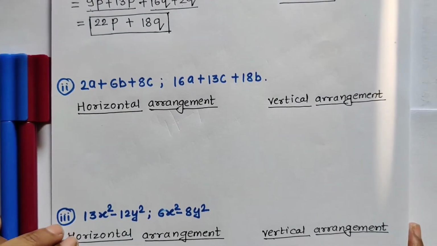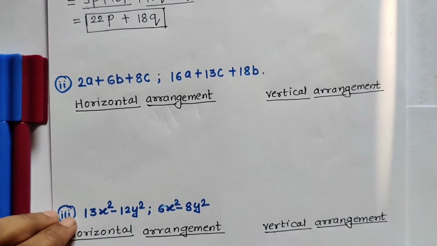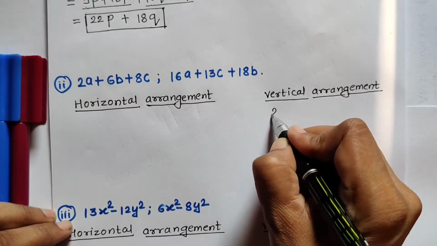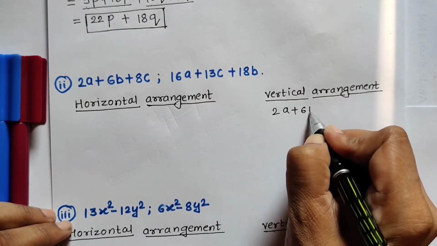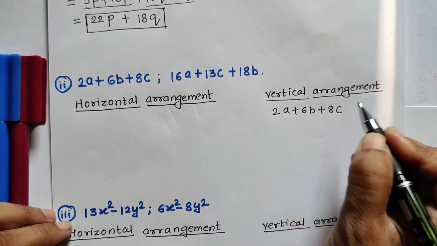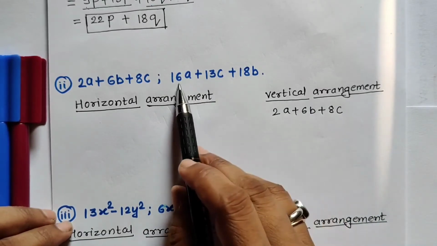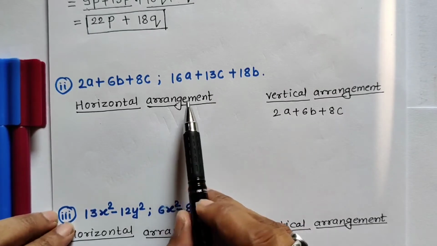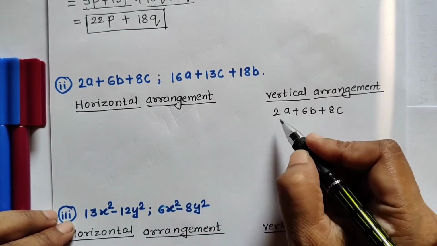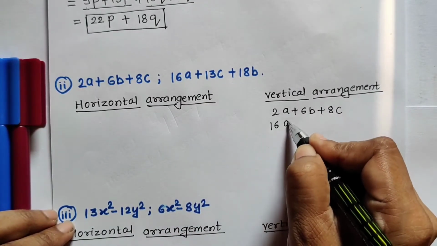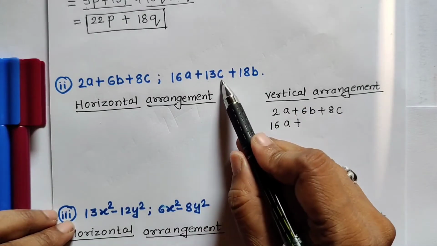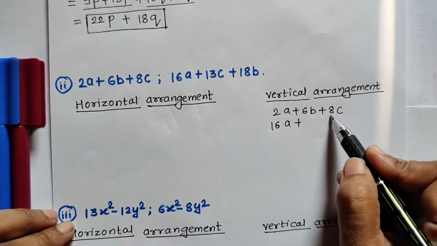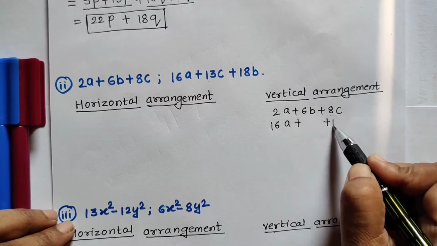2a plus 6b plus 8c. So I am going to write here in the vertical arrangement 2a plus 6b plus 8c, and I will be writing this second trinomial. Now it is a trinomial. The like terms one below the other. Now this is 16a, which should be written below the a term, 16a. Then this is plus 13c, so 13c should be written below 8c.